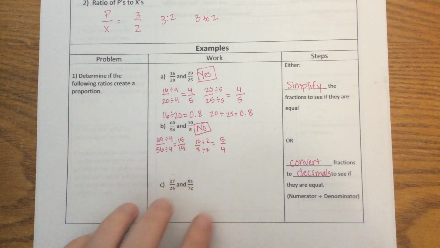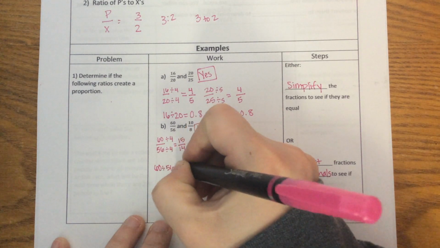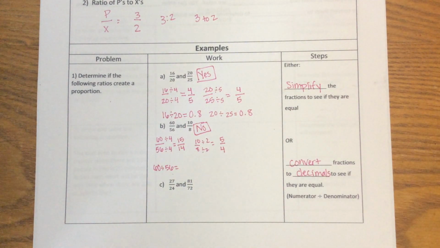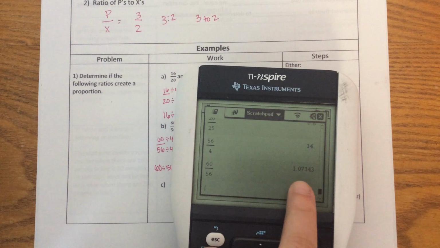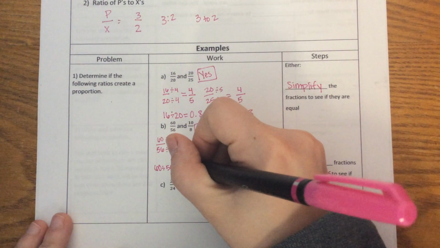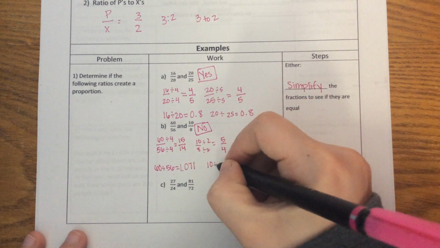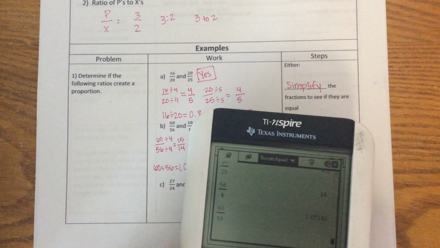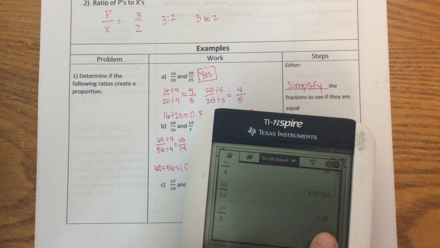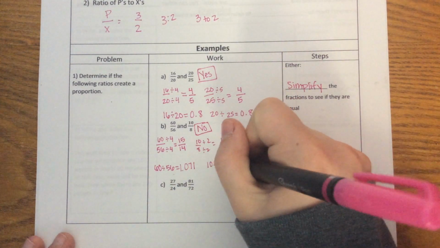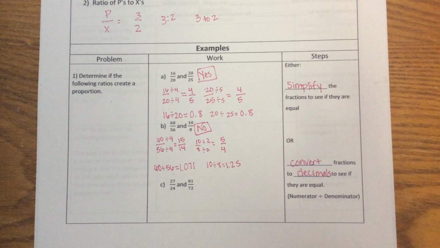They are not equal. Okay, another way you could have done that is by dividing 60 divided by 56, which gives us 1 and 71 thousandths, about. Okay, and if I do 10 divided by 8, I get 1 and 25 hundredths. So I could have just seen right there that they weren't the same. Personally, I like to make them into decimals. I think that's just quicker for me, so that's why I like to do that.